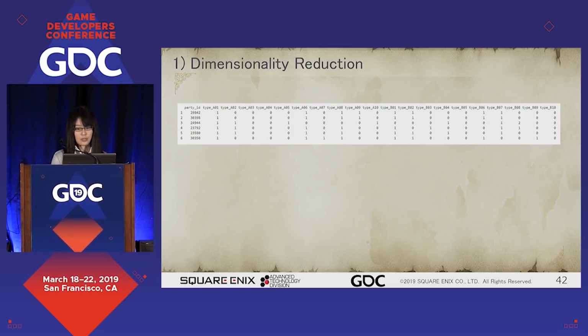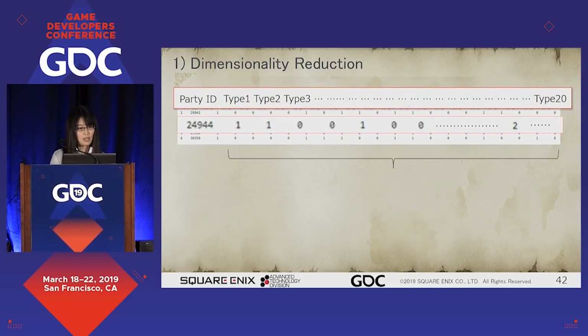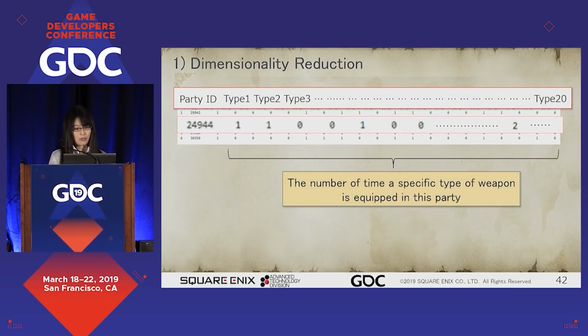This table only shows the list of weapons used per party. Each row corresponds to a party, and each column to the number of times a specific type of weapon is equipped in the party. And as you can see, it is already very difficult to find these similar parties. We needed a better way to visualize this kind of information.